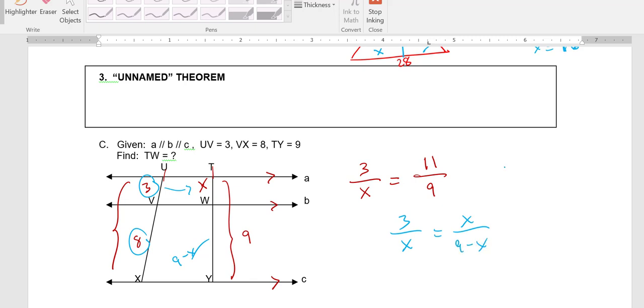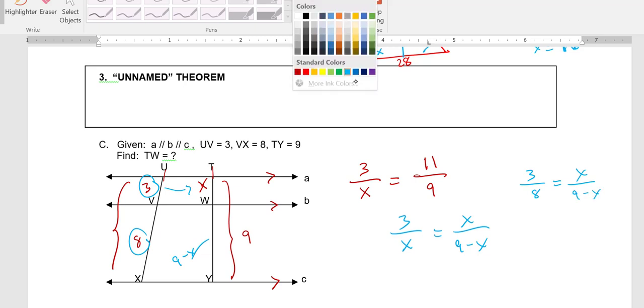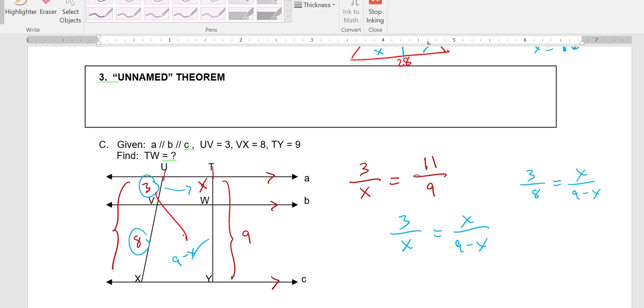Or I can do 3 is to 8 as x is to 9 minus x, like that. What I can't do, the only thing you have to be careful of, is say 3 is to this as 8 is to that. So I can't do 3 is to 9 minus x as 8 is to x, something like that. That does not work. Okay, hopefully that makes some sense. The unnamed theorem is just recognizing that the parallel lines are going to divide these transversals proportionally.